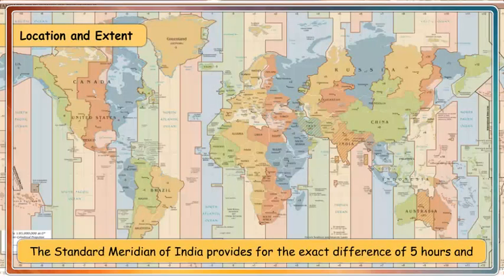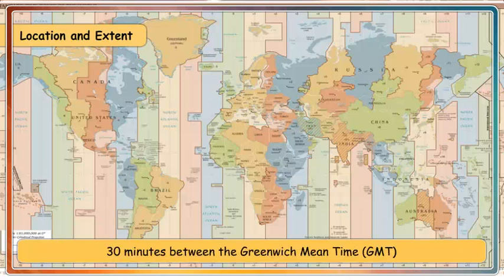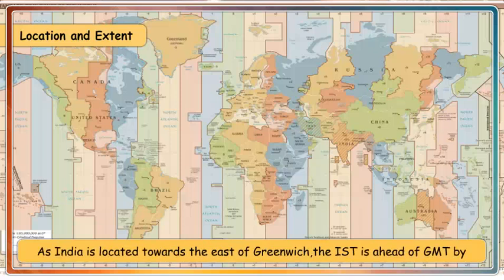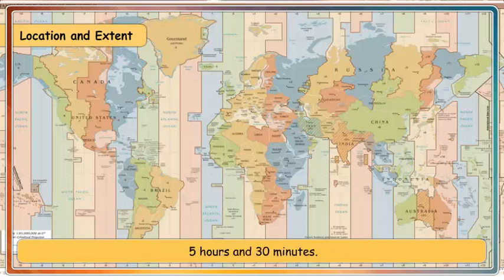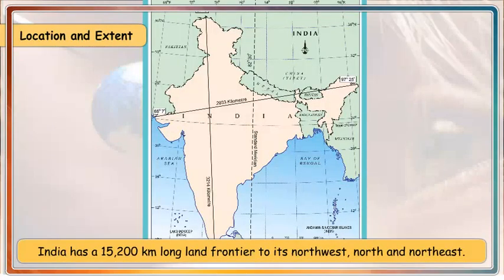The standard meridian of India provides for the exact difference of 5 hours and 30 minutes between the Greenwich Mean Time, that is GMT, and the Indian Standard Time, that is IST. As India is located towards the east of Greenwich, the IST is ahead of GMT by 5 hours and 30 minutes. India has a 15,200 km long land frontier to its northwest, north and northeast.